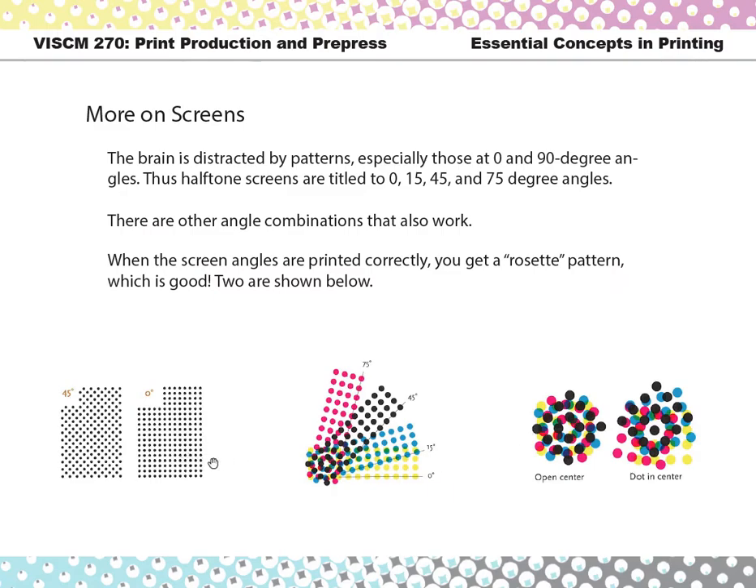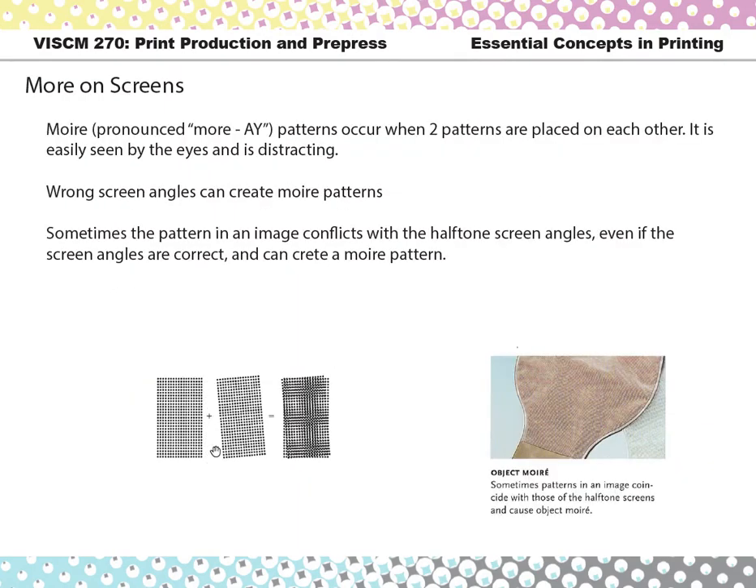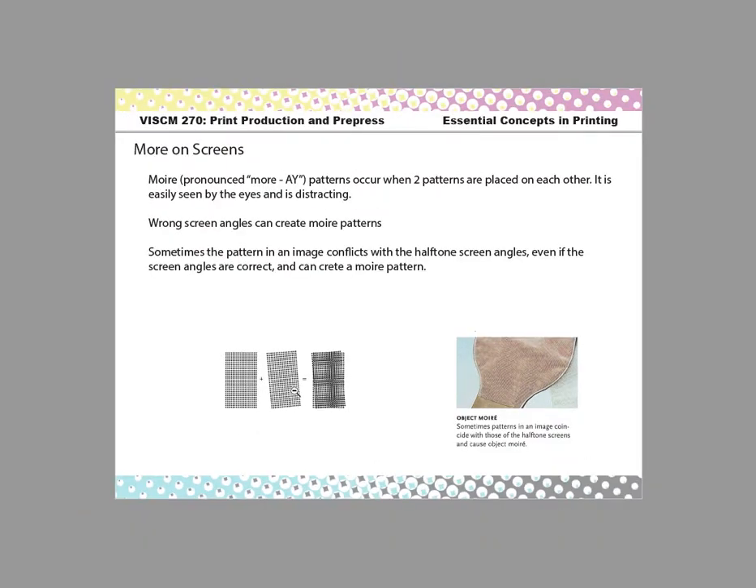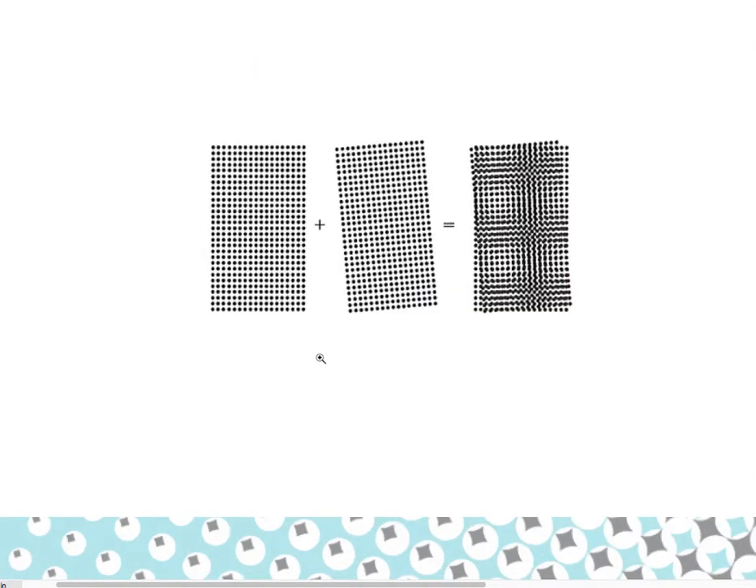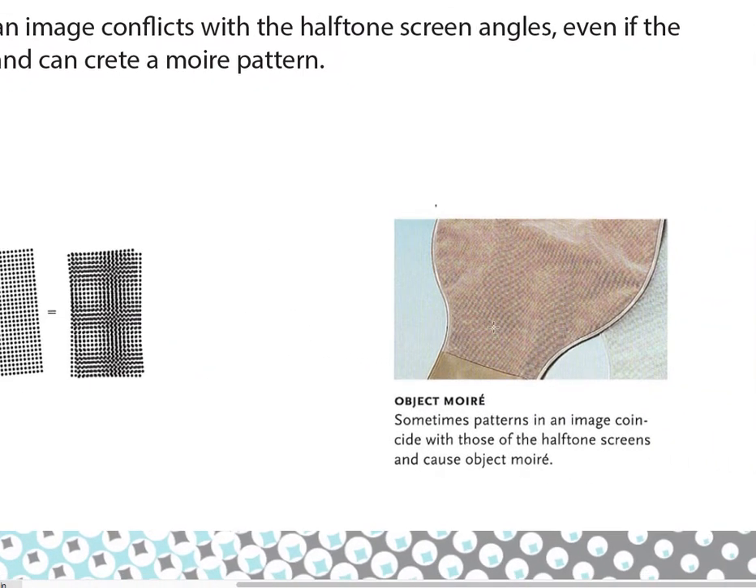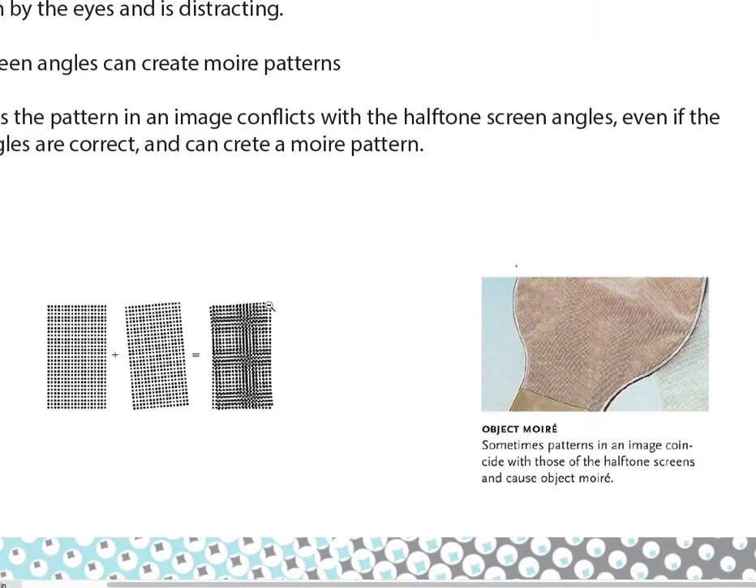Finding other patterns is bad, and part of that is called moire screens. So here's where screen angles are misaligned, and we get what is called a moire. Oops, sorry about that. Whoops, zoom in on this here. So you may have seen that in other places. Here's where a pattern on the actual image itself conflicts with the dot pattern and creates other patterns that our eyes pick up, and those are called moire patterns.